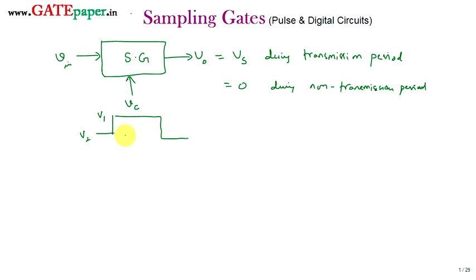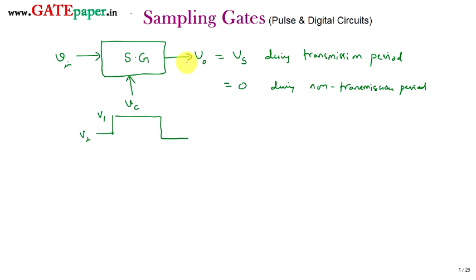Hello, we are discussing sampling gates under the PDC, Pulse and Digital Circuits course. Sampling gates are also called linear gates, transmission gates, as well as selection circuits. The main function of a sampling gate is that its output must be either an exact reproduction of the input signal, or at least proportional to the input signal during the transmission period, else the output must be 0.